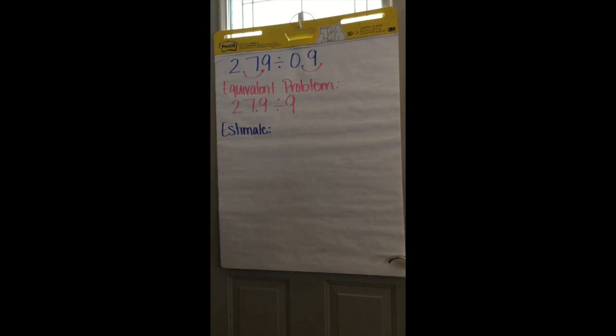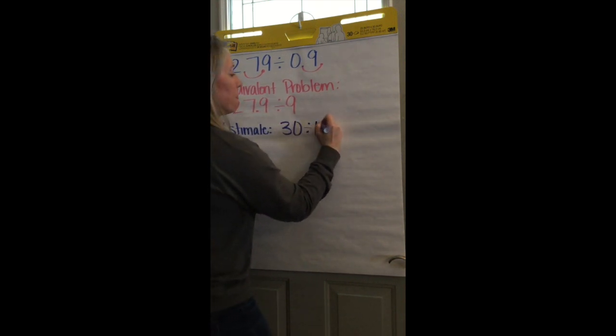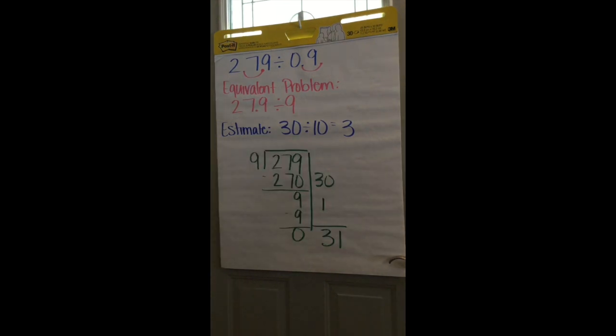Step number 2 says make an estimate. So I am going to make an estimate, and my estimate will be 30 divided by 10 equals 3. Step number 3 says that I need to actually divide out my problem, ignoring the decimals. So as you can see, I went ahead and did the division. I ignored the decimals that were in my equivalent problem here. I just divided 279 divided by 9. When I did that, I got an answer of 31.